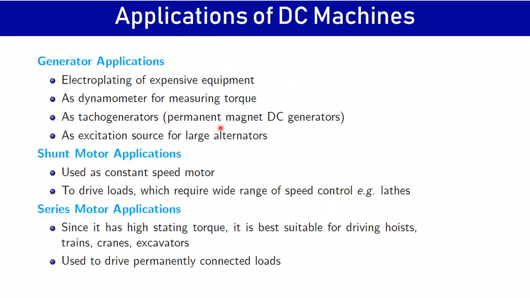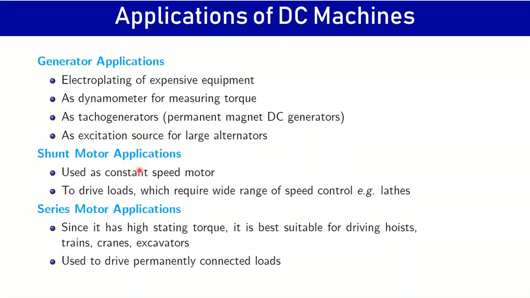Finally, DC machines are not very popular for generating applications because most of our power system is AC in nature, but still in very specialized applications such as electroplating, we employ a DC generator. They are also used for tacho operations where, because the speed is directly proportional to the amount of voltage generated, they are used as tacho generators.